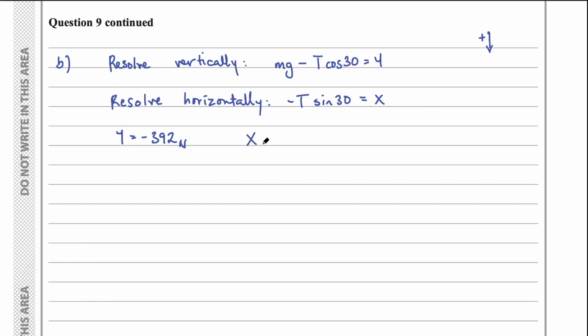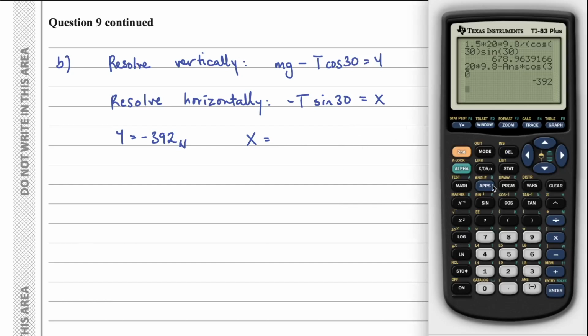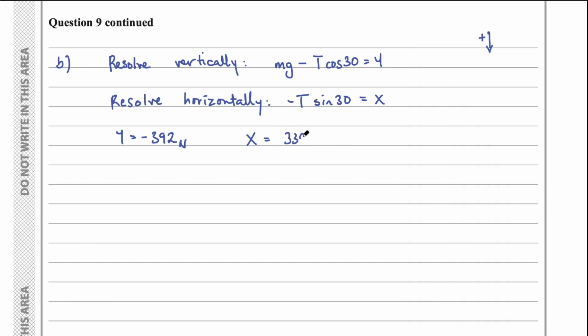Then let's work out the horizontal force. So this would be negative T sine 30. Let's just do T sine 30. And this will be 339.48. I'll just write down 339.5. And this was negative, so going to the left. All right, so we have force Y pulling the rod up and a force pushing towards the wall.